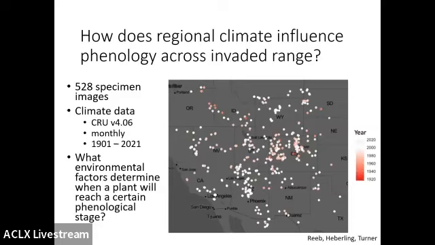The data set for this project included 528 images of herbarium specimens from multiple herbaria, specimens collected across the Western US between 1920 and 2020. PhD student Rachel Reeb at the University of Pittsburgh has collaborated with us to do some really cool analysis with this data set, asking what environmental factors determine when a plant will reach a certain phenological stage.